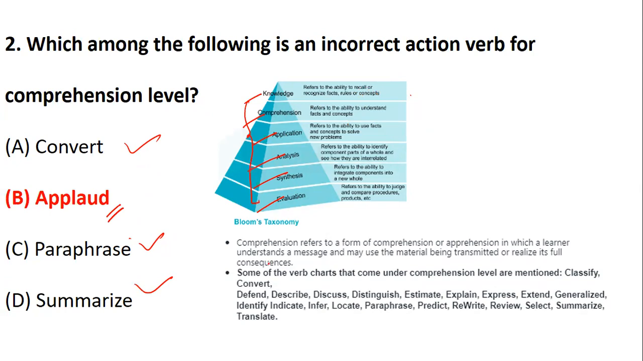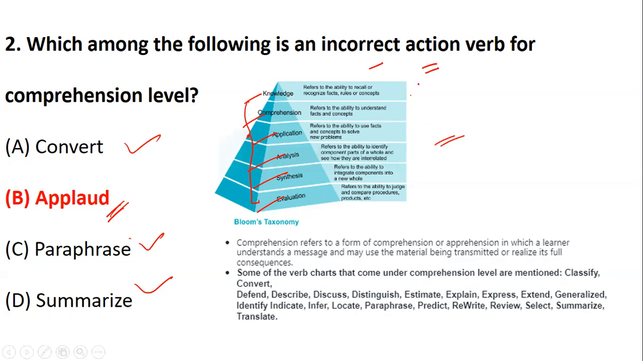So these are nothing but action verbs. But out of them, one is incorrect, which is not an action verb. So the term is called what? Applaud. So the rest of the action words are convert, paraphrase, summarize, review, predict. And if you remember, in my theory class itself, when I took this topic, I made it very sure that you read these verbs. At least go through these verbs and try to understand what is mentioned in them, right?